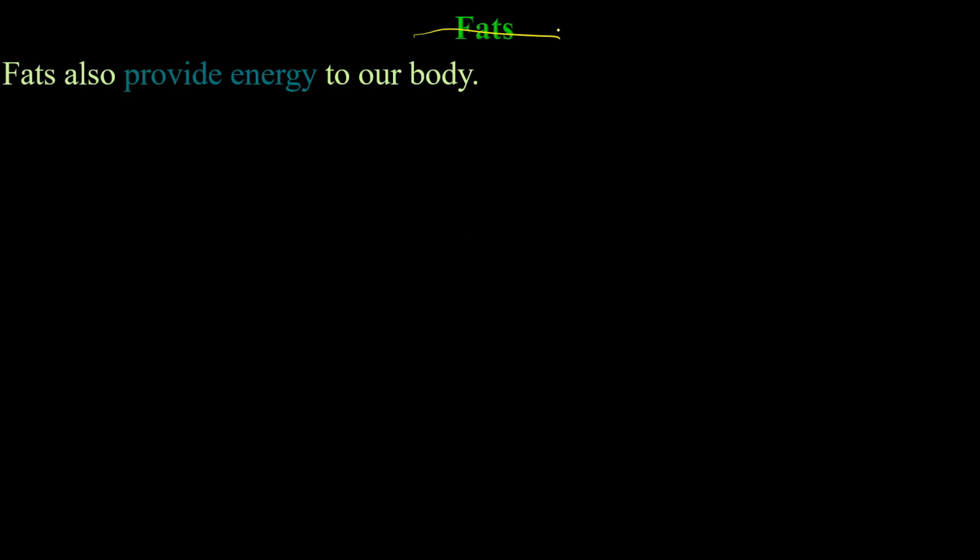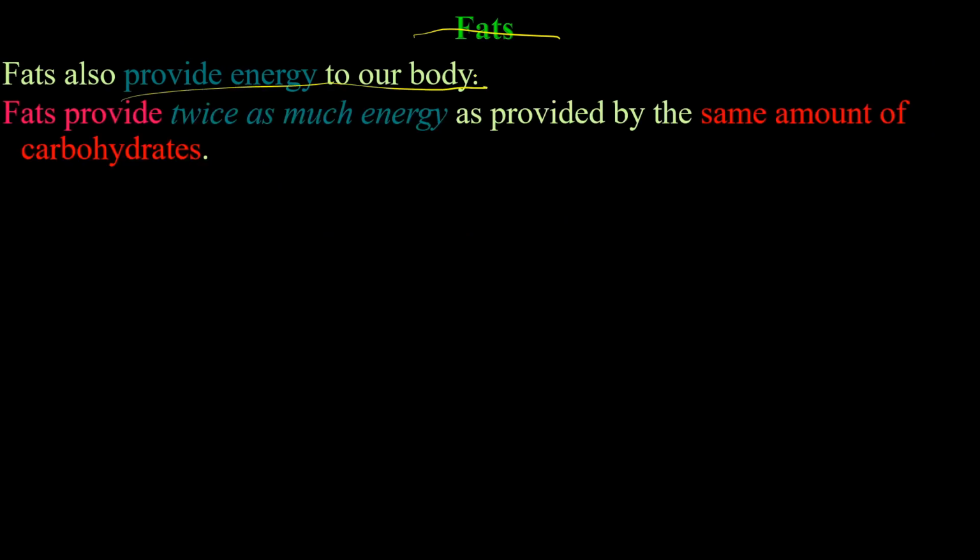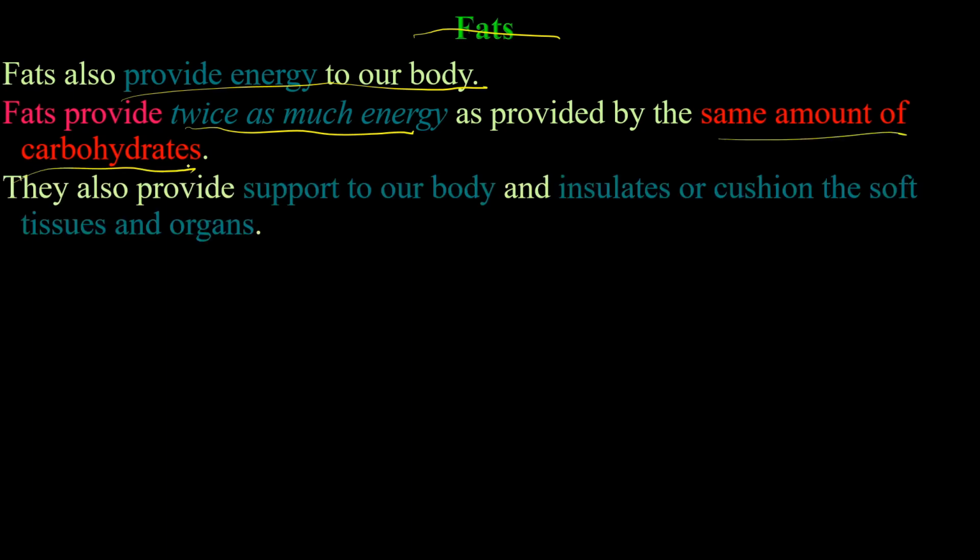Fats. Fats provide energy to our body. Fats provide twice as much energy as provided by the same amount of carbohydrates. They also provide support to our body. They also insulate or cushion these tissues and organs.